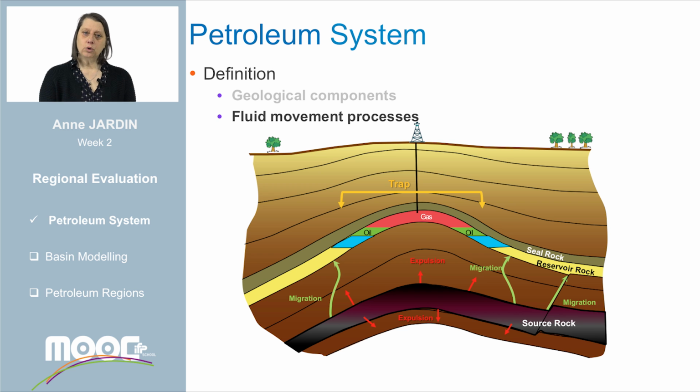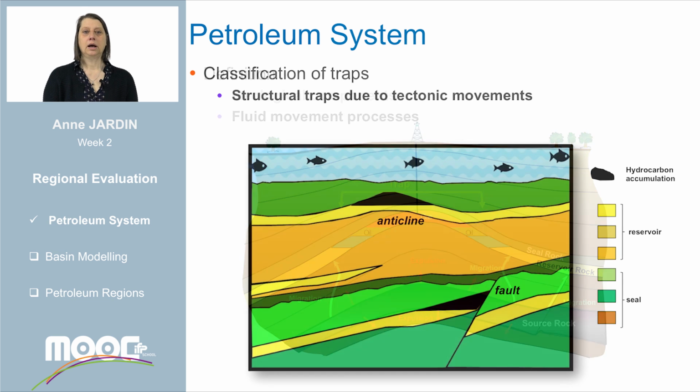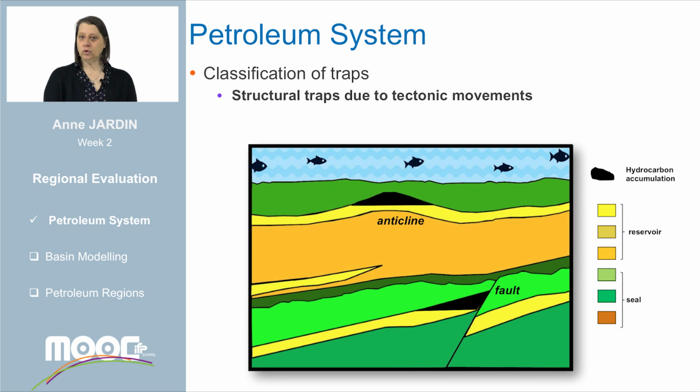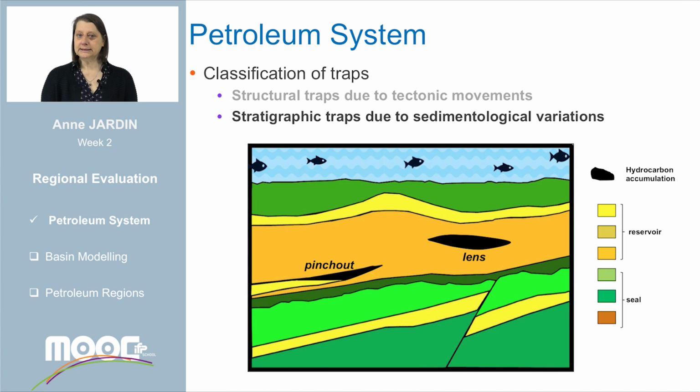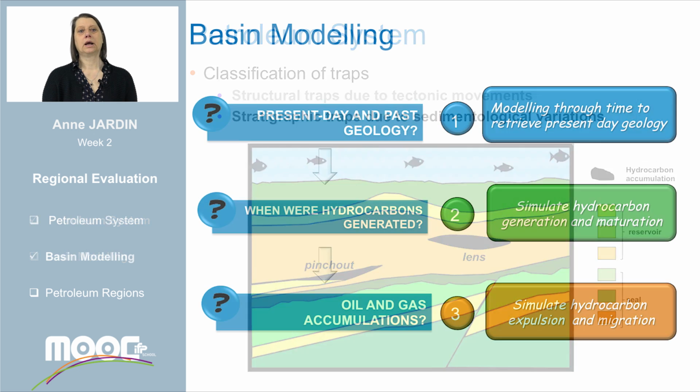The second process is called trapping. A large volume of hydrocarbon migrating into a trap results in fluid or gas accumulation. Gas on top, water below, and oil in between. Geologists distinguish structural plays related to tectonic movements, such as anticlines and faults, and stratigraphic plays related to sedimentological variations, such as pinch-outs and lenses.